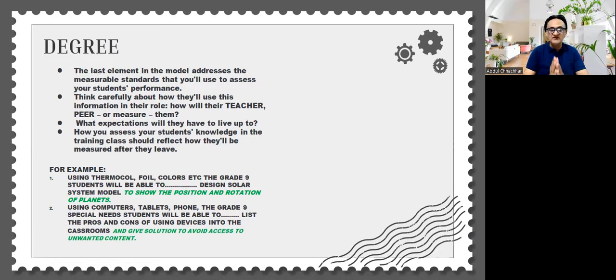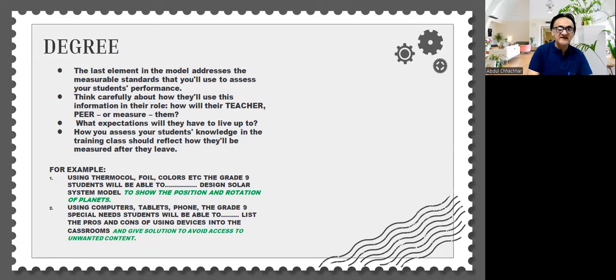Okay, now the fourth component. You can see I have coined both learning objectives. Using thermocol and foil colors is the condition. Grade 9 students will be able to, that's your audience, design a solar system model, which is your behavior, to show the position and rotation of the planets. To what degree level are you measuring them? When they design the solar model, they will show the position of the planets and the rotation of the planets.